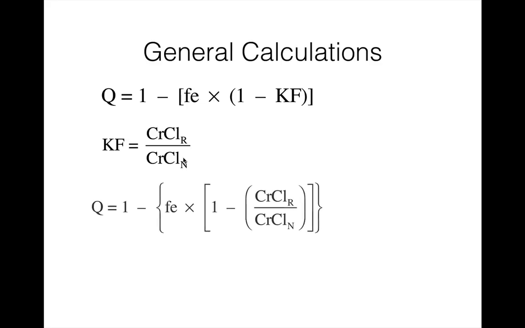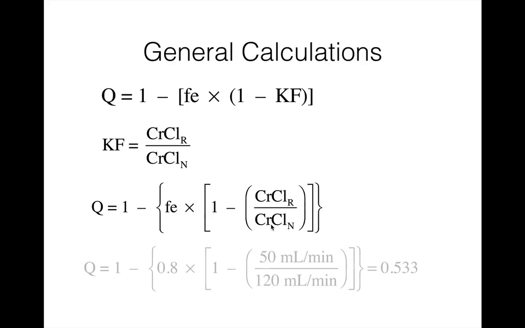So let's plug in the information. Here's the formula again, 1 minus Fe times 1 minus creatinine clearance reduced renal function over normal. And then here are the values. If you remember, Fe for cefoxitin was 0.8. The patient's reduced renal function, 50 milliliters per minute over 120 milliliters per minute, which is considered normal. And once you plug those in, you come up with the dosage adjustment factor of 0.533, or in other words, about half of the normal dosing is needed in this degree of renal function with that Fe.